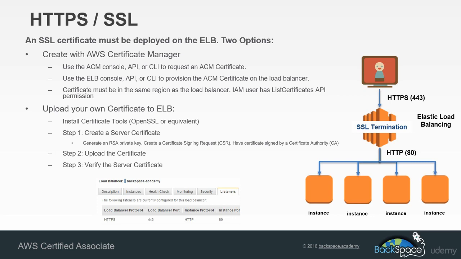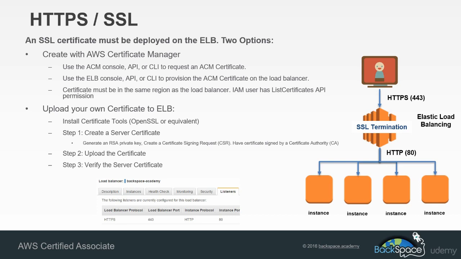Now, the certificates must be in the same region as the load balancer, and the IAM user that is interacting with AWS Certificate Manager needs to have list certificates API permission. So that's a very, very good process and very clean and inexpensive process to use. So obviously the recommended process to use, and it's a very new process that's just come out.